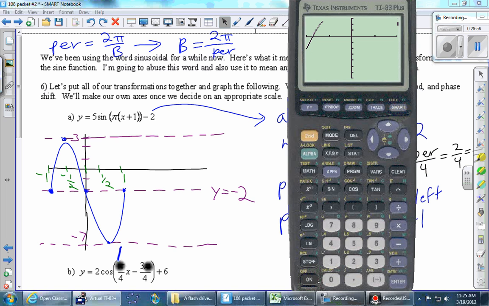Oh, one small thing. I guess I should have made sure I was in the right mode. What mode should I have been in? Radian, because we're doing everything with pi's here. And you can see that's exactly what it should be. It's exactly what we drew. It started at the far left in the middle, went up to the top, came back to the middle, bottom, and then the far right. Any questions on that?